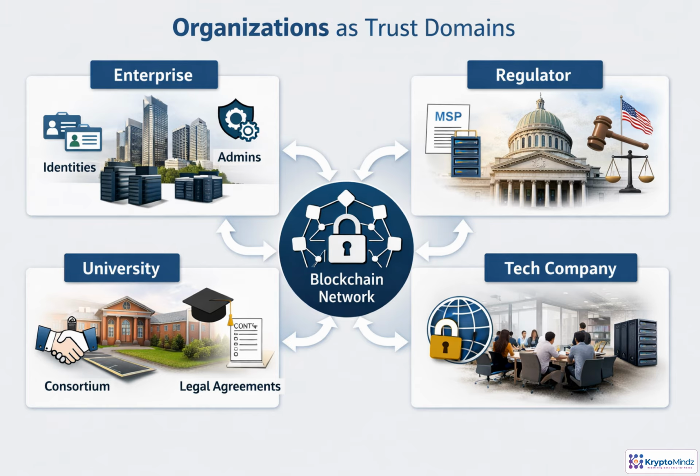A Fabric organization is a trust domain that usually maps to a real enterprise participant, such as a company, regulator, university, bank, or department. Each organization controls its own identities, administrators, peers, and operational responsibilities. Instead of relying on one central operator, Fabric represents each organization through an MSP, then uses network policy to combine those definitions. This turns legal agreements and consortium governance into enforceable technical boundaries.